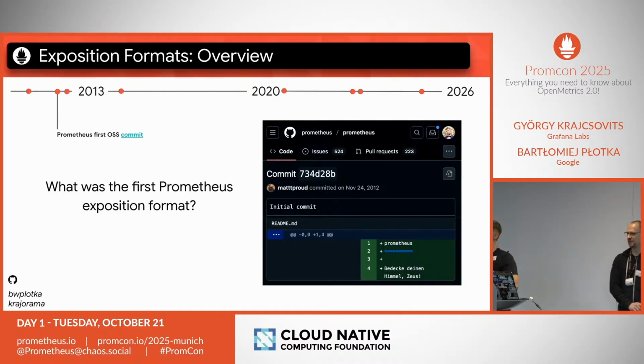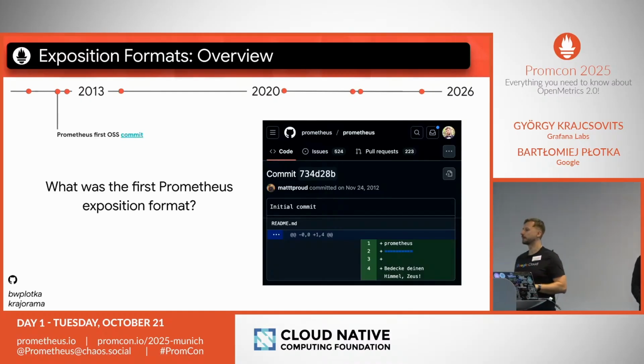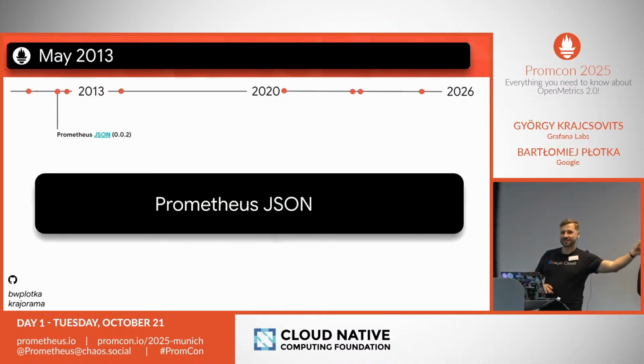What was the exposition format? Was it text? Was it protobuf? Okay, you're saying text, protobuf. It was JSON, not XML. It was actually JSON, turns out, right?